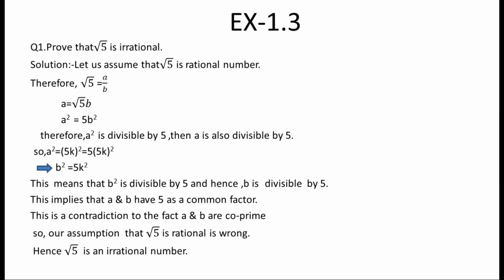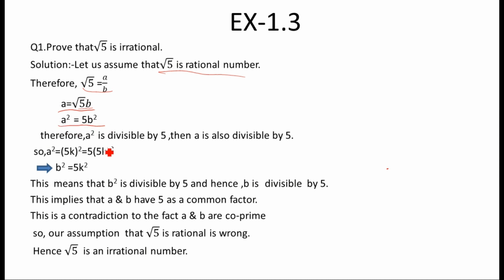In order to prove that root 5 is an irrational number, let us take root 5 as a rational number. If it is a rational number, then obviously it is in a by b form. When we take root 5 on the right hand side of the equation, it becomes a is equals to root 5b. Squaring on both sides, we get a square is equals to 5b square.